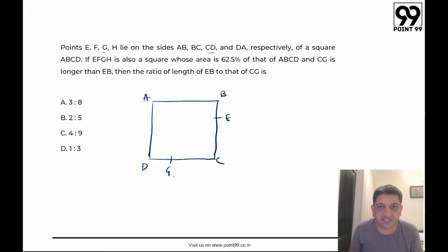Okay, I made some mistake, right? CG is longer. Acha, E is on AB. Oh, so sorry.